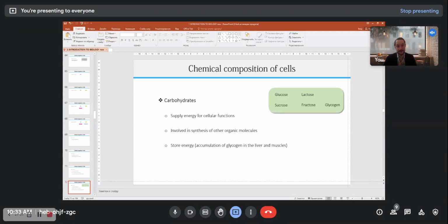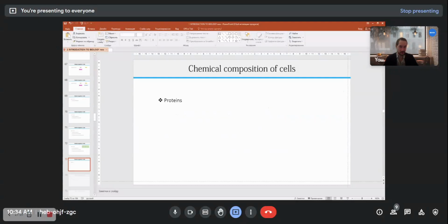Examples of carbohydrates are glucose, sucrose, lactose, fructose, glycogen. So glucose and sucrose are kind of monomers. They are composed of one structure, but glycogen is composed of a lot of building blocks in a chain. So let's go further. Proteins.